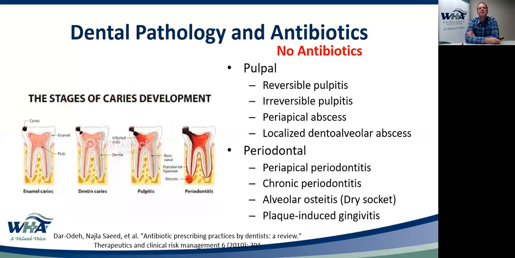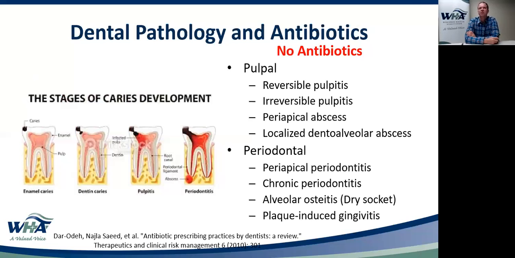So when you get into the pulp and the periodontal region, so the inside of the tooth and the outer aspect of the tooth, most things don't require antibiotics. So reversible and irreversible pulpitis is a dental carie that's basically spread to the dental pulp. So if you look at the picture there, that black junk is now in the pulp. It would be wonderful if that responded to antibiotics, but it doesn't. Antibiotics just don't get into that tissue.